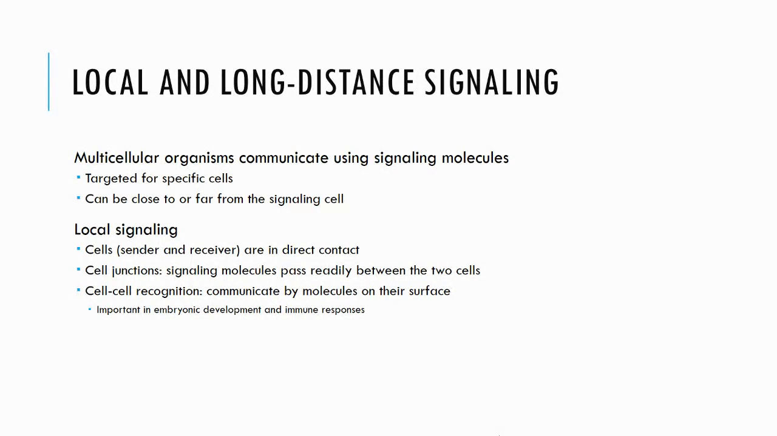Multicellular organisms communicate using signaling molecules. These will be targeted for specific cells, and they can either be close to or far from the signaling cell. With local signaling, cells are in direct contact. So we're looking at cell junctions, where the signaling molecules pass readily between the two cells, or cell-cell recognition, where they communicate by molecules on their surface. Cell-cell recognition is important for embryonic development and our immune system's responses.